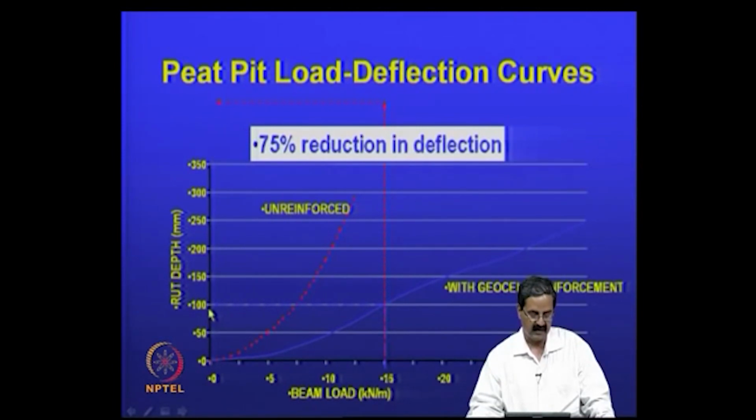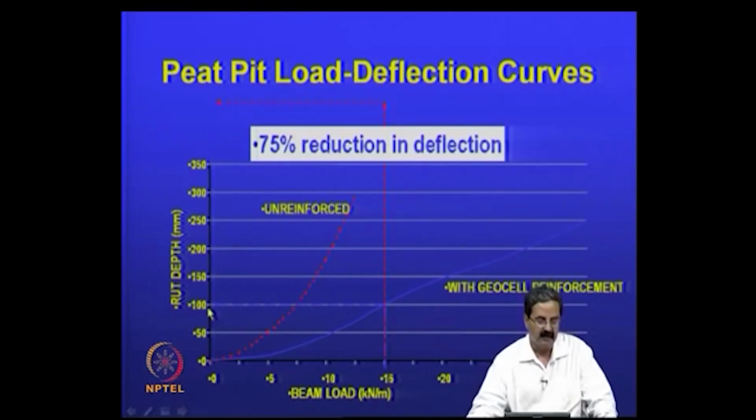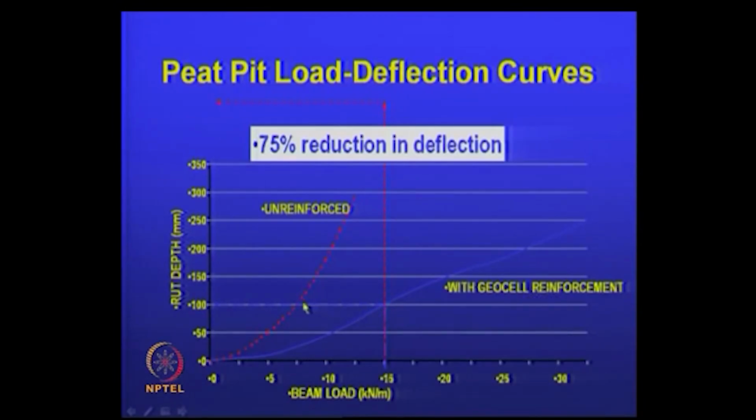Say for example, at 100 mm rut depth, in fact, it is very useful in pavements. Rut depth is one very important characteristic. At 100 mm, you see it is about 15 here, whereas it is about 7.5 here. You can see that it is a good difference in terms of the load carrying capacity and reduction in settlements. At any load level, there is a good difference in bearing pressure, and even settlement reductions are also possible.